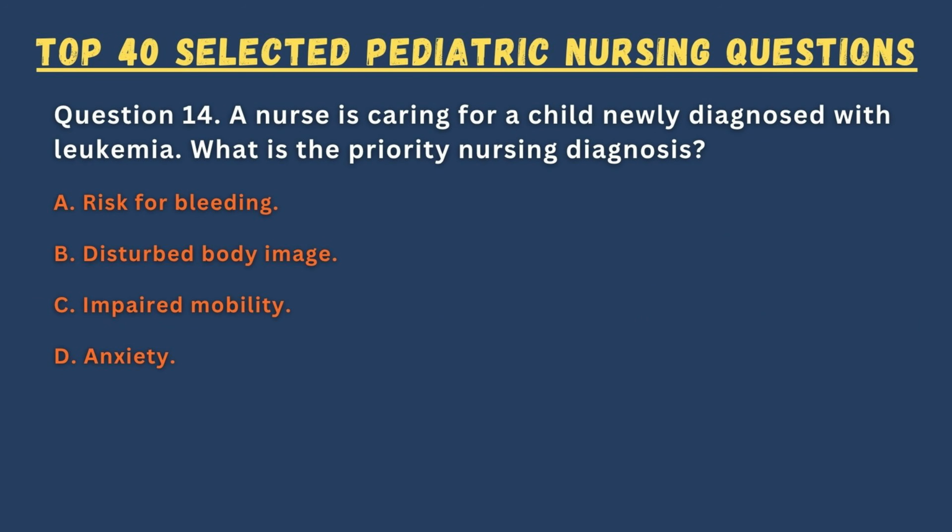Question 14. A nurse is caring for a child newly diagnosed with leukemia. What is the priority nursing diagnosis? A. Risk for bleeding. B. Disturbed body image. C. Impaired mobility. D. Anxiety.